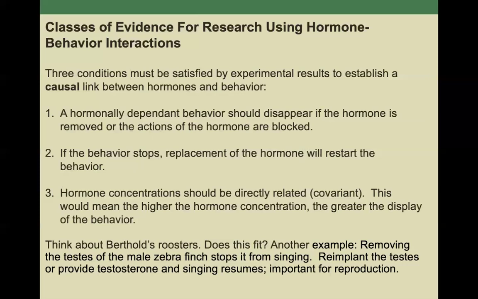So, how do you study whether or not a hormone can actually impact a behavior? To satisfy the criteria to determine that a hormone is impacting behavior, you want to meet three conditions. To satisfy this causal link, you really need to meet all three of these conditions.